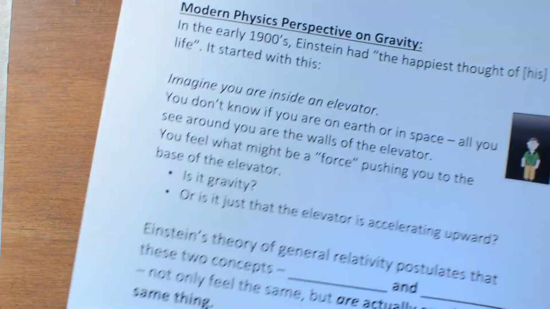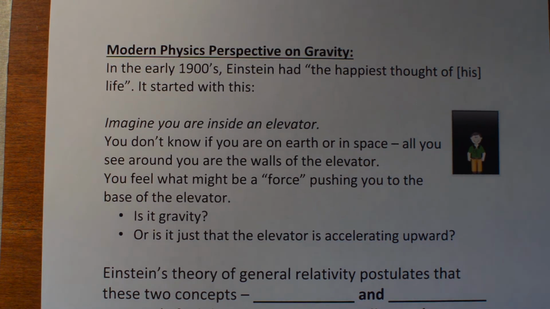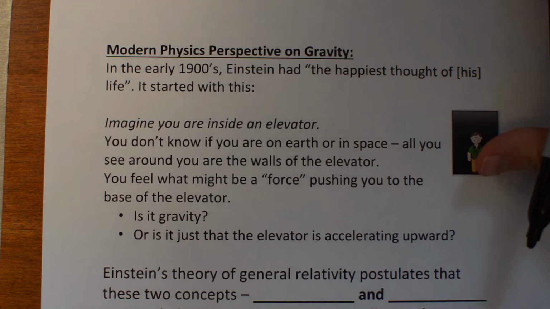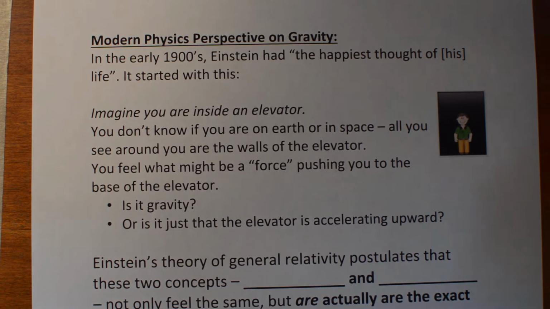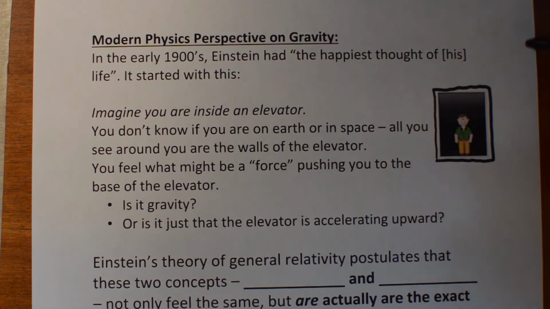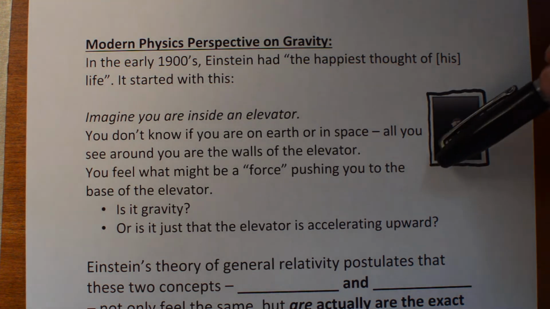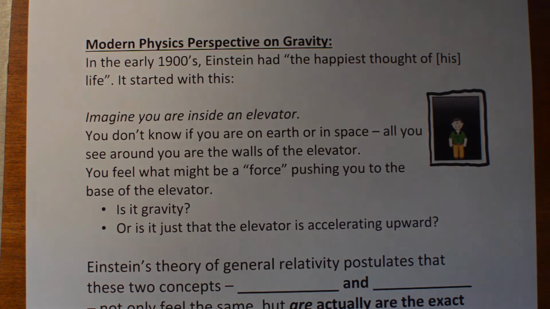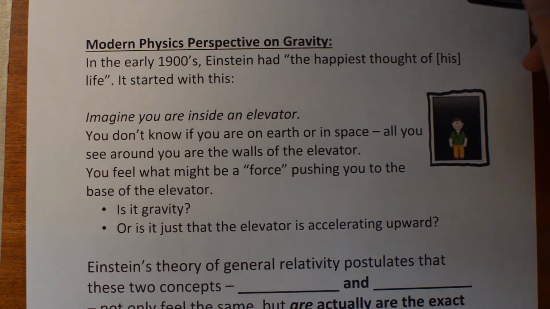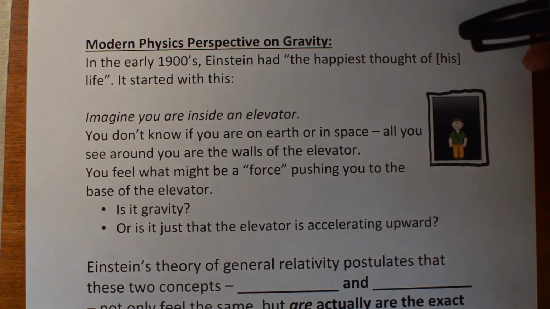That works really well in most instances in life, but I thought I'd give you just a brief introduction to the modern physics perspective of gravity. Early in the 1900s, Einstein had what he called the happiest thought of his life. What he imagined is, let's say you're inside an elevator. So this is you in an elevator. Maybe it's an elevator on Earth, maybe it's an elevator in space though. You don't know. And all you see around you is just the walls of the elevator, the floor, the ceiling. That's all you've got. And you feel what might be a force pushing you down to the bottom of the elevator. So that force could be gravity.